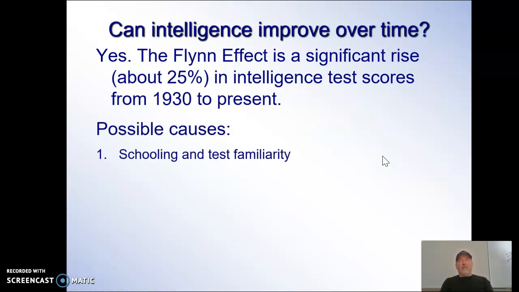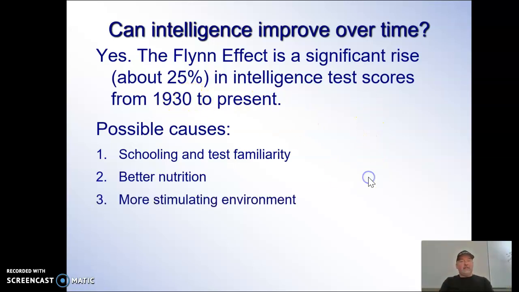And he said, we've had a lot more school since 1930. More people go to school and stay in school, and they're becoming familiar with the tests. You are the most tested generation in the history of humankind. No joke. We're getting better nutrition. People are getting nutrition as children, and they're not getting the deficits that they would have gotten. And in fact, the wealthier people have always had good nutrition. It's a lot of the poorer people who are getting better nutrition since 1930.